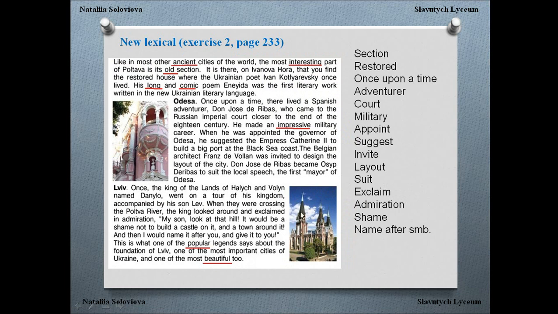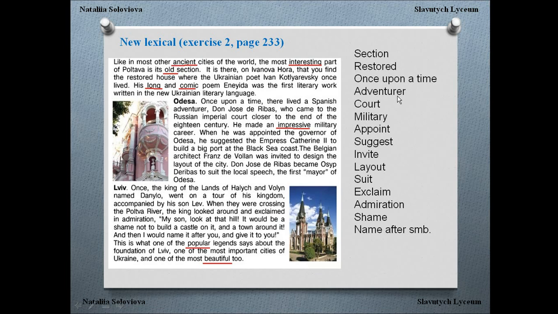Okay, the next. Section. Section means sector, частина. Restore. Do you know this word as реставрація, реставратор? To restore, відновлювати. The restored house. Once upon a time. It's a good beginning for any fairy tale. Once upon a time, колись давно, одного разу, давним-давно.